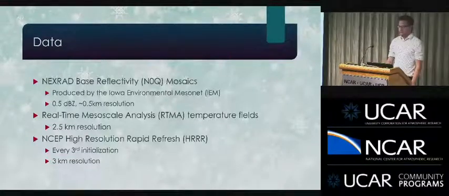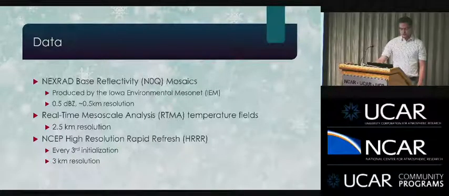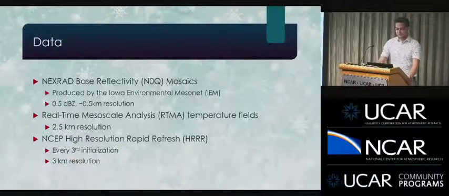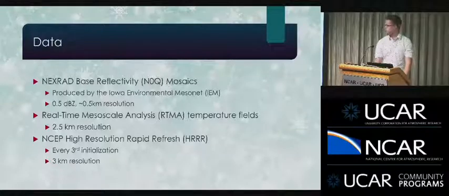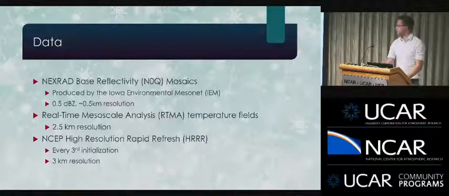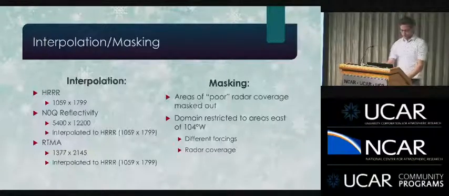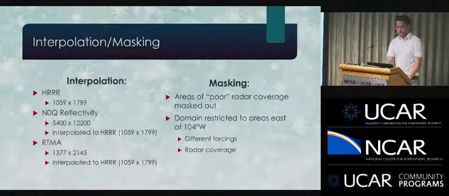So the data that I'm using is NEXRAD base reflectivity, or N0Q mosaics, that are produced by the Iowa Environmental Mesonet. These have a 0.5 dBZ and 0.5 kilometer resolution. I'm also using Real-Time Mesoscale Analysis, or RTMA, temperature fields, which have a 2.5 kilometer resolution. And also for the model data, I'm using NCEP's High-Resolution Rapid Refresh, or HRRR, at every third initialization, which has a 3 kilometer resolution.